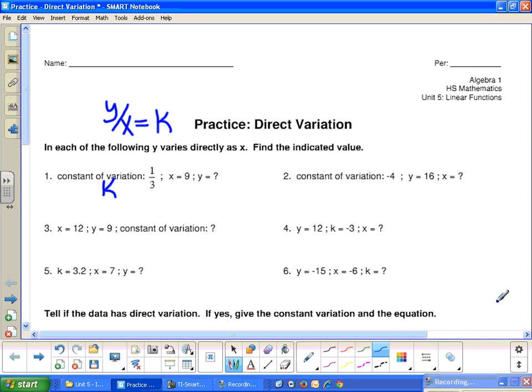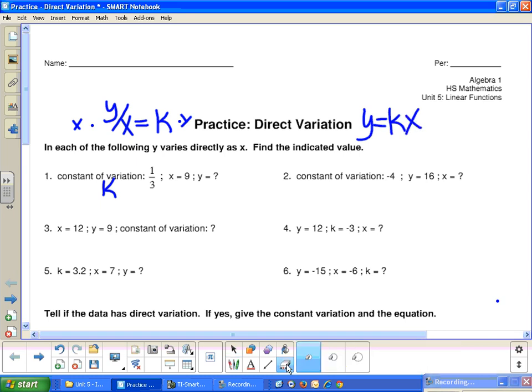If we solve for y, get y on one side by itself, what's the opposite of division? Multiplication. Okay, so if I multiply by x on both sides here and cancel that off, I also can have this. They're the same equation. It depends on what you're given, which one is the easiest. You're still doing it, it varies directly.